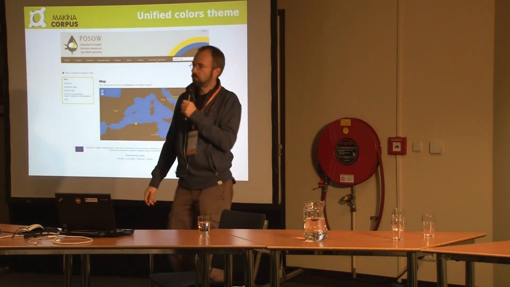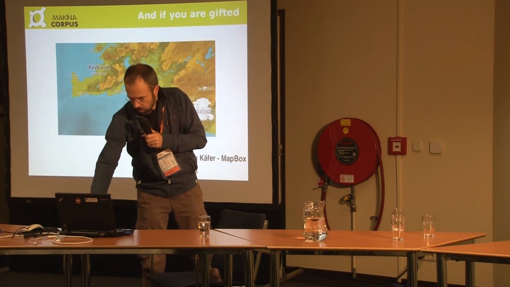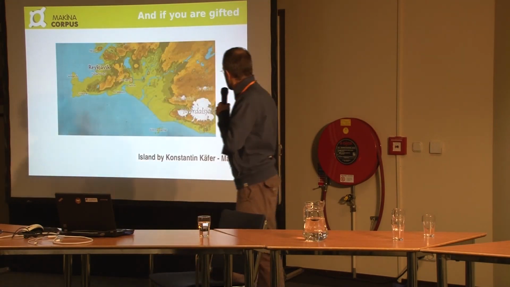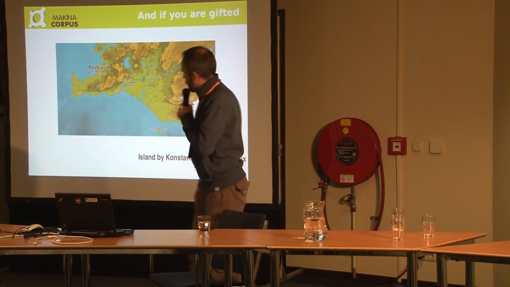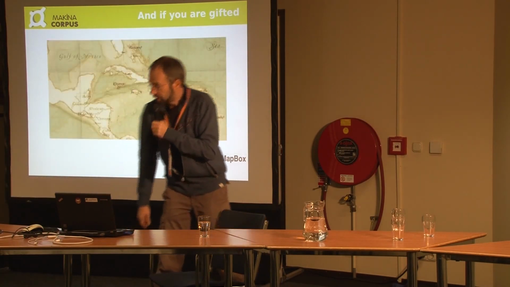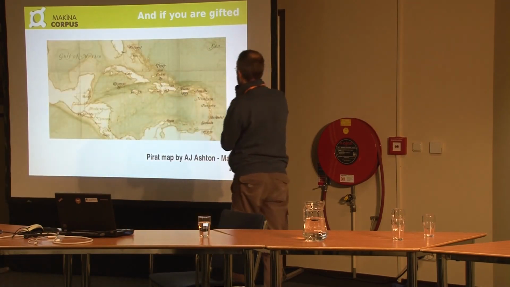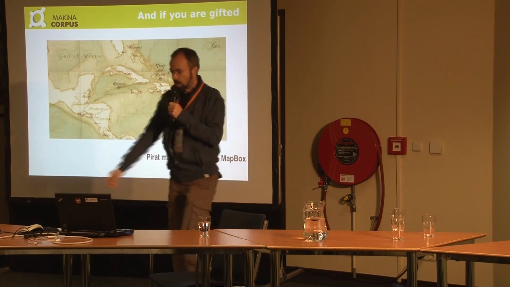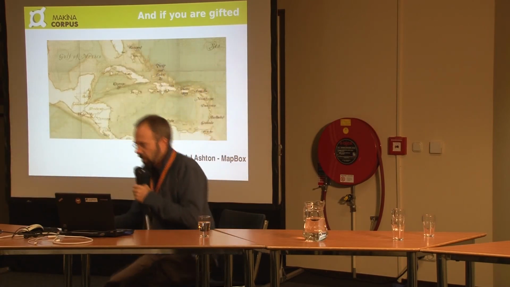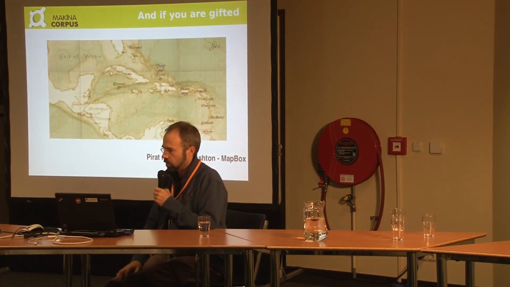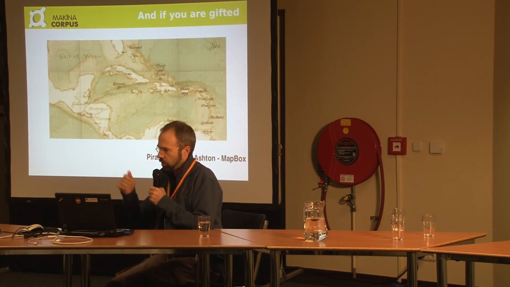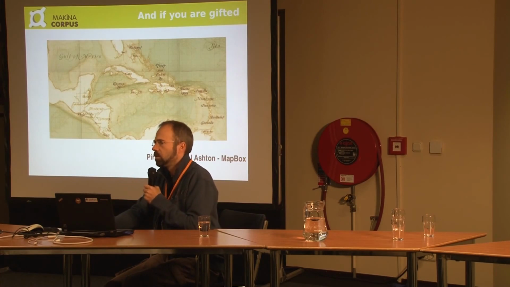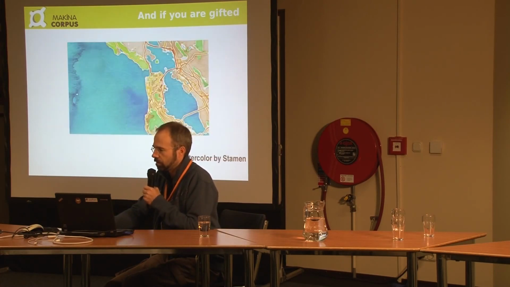But if you're gifted, well, you can do stuff like that. It's quite nice. Or that, gorgeous. See? It's like an old map with all the fonts, really, really nice. To do that with TileMill, you can put some image on the background, you can change the way the strokes are performed and so on. It's not easy, but you can do it.